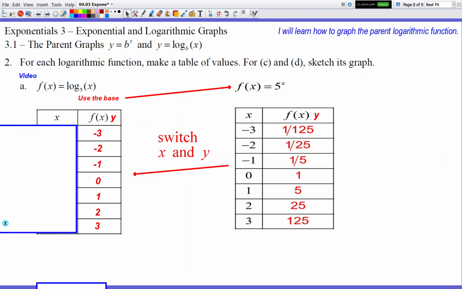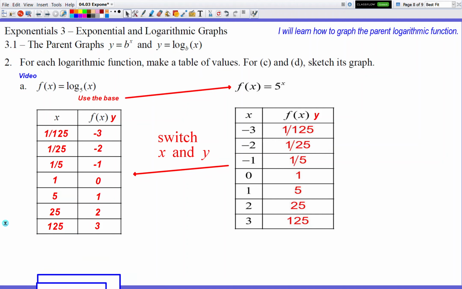So check it out. All my x's turned into the y's. And then all my y's, the 1 over 125, the 1 over 25, the 1 over 5, the 1, the 5, 25, 125. Sorry, tongue twister. They all turn into my x's. Okay, so let me move this table. Come on, how come my pen's not working? There we go. Okay, and then I got my table. So this table right here, let me get it into pen mode, is the one I want to plot the dots for.